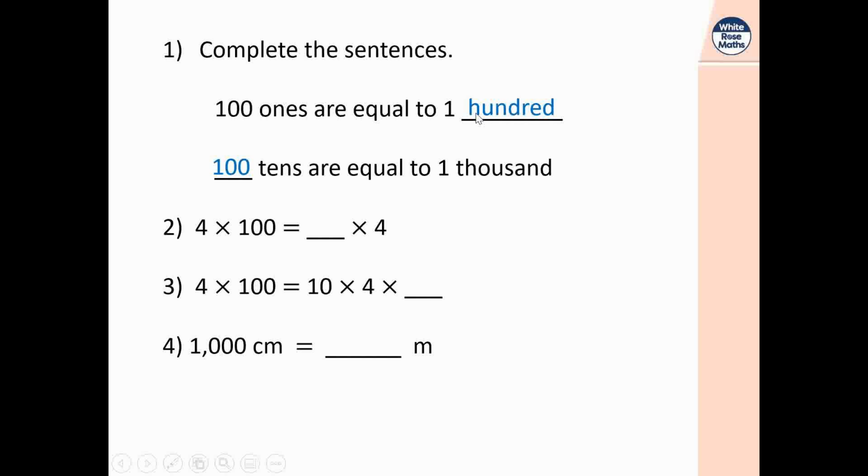Okay, and whoops, I hope you didn't see that. So, and they've written the answer. That's how you write 100.